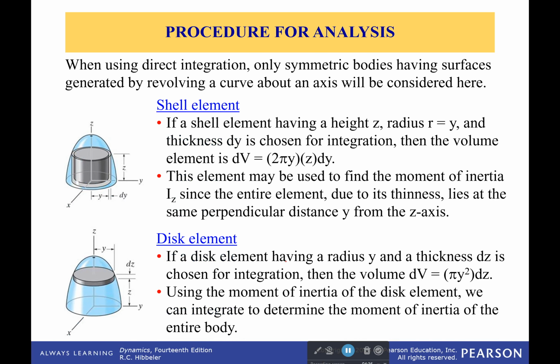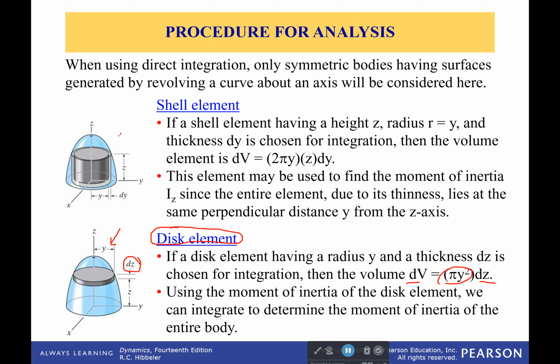So when you're doing it, there's two ways you can do this. One, you can use disk elements. I know it's the bottom one, but I'm doing it first, just because I like it better, that's what I usually do if I'm doing it myself. And you'll have some radius y, you'll have some thickness dz, and you can figure out what the volume is. So the volume dV will be simply equal to the area of your little disk times its thickness, and then you integrate to solve.